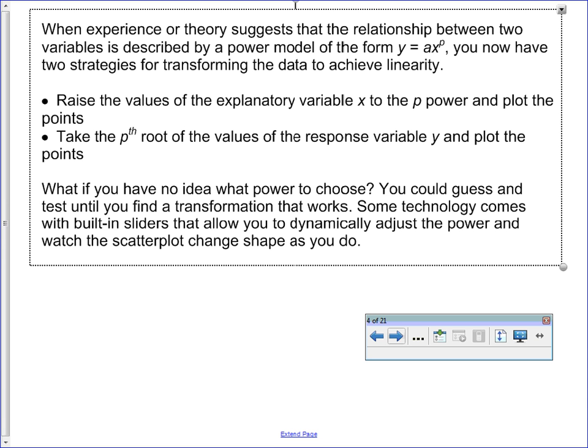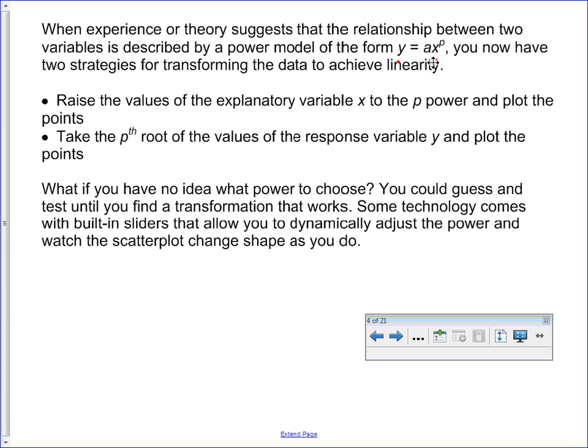That's going to use a power model, which is where x is the explanatory variable, y is the response variable, but the relationship is that x is being raised to some power, p. And if we can figure out what that power is, then we can just take the p root of all the response variable and plot the points, and it'll get approximately linear. The problem is, what if you have no idea what power to choose? We'll do an example in class where the power that we'd want to choose is somewhat obvious.